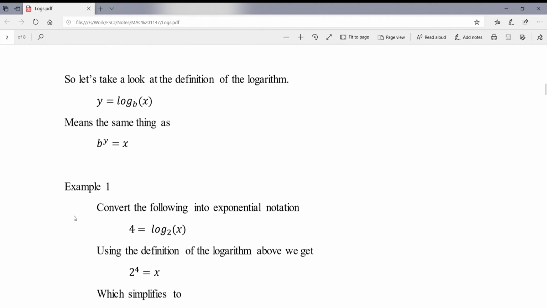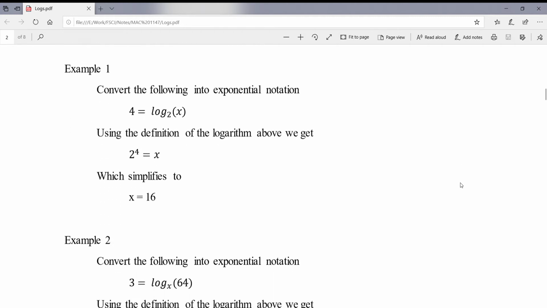So example 1, convert the following into exponential notation. 4 is equal to log base 2 of x. Using the definition of logarithm above, we get 2 to the 4th power is equal to x. 2 to the 4th power will simplify. 2 to the 4th power is 16, which gives us x is equal to 16.